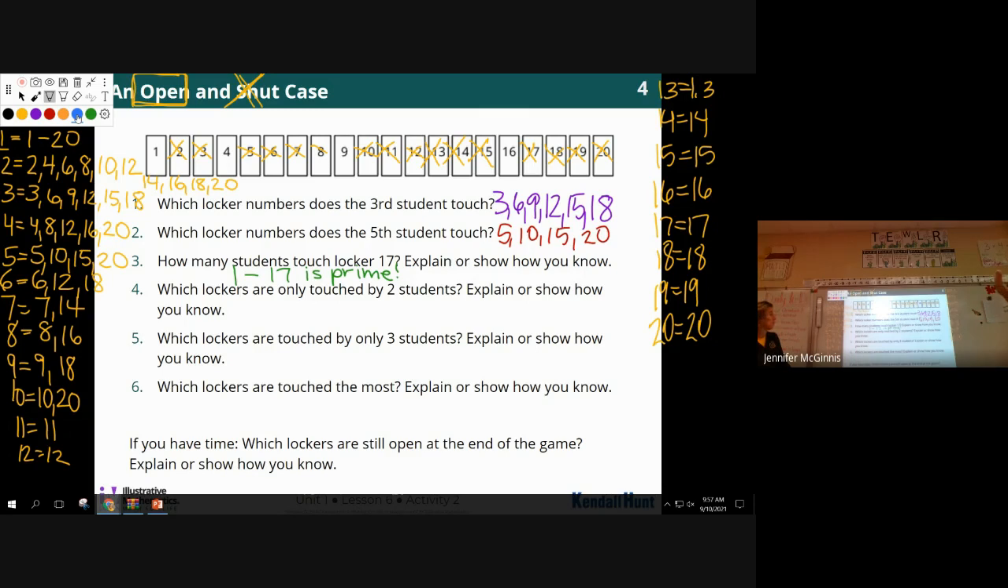Wait a minute. Did number 1 touch locker 10? Yes, because he touched all of them. Did number 2 touch locker 10? Yes. 3? No. 4? No. 5? Yes. 6? No. 7? No. 8? No. 9? No. 10? Yes. So 1, 2, 5, 10, 4 people touched locker 10.